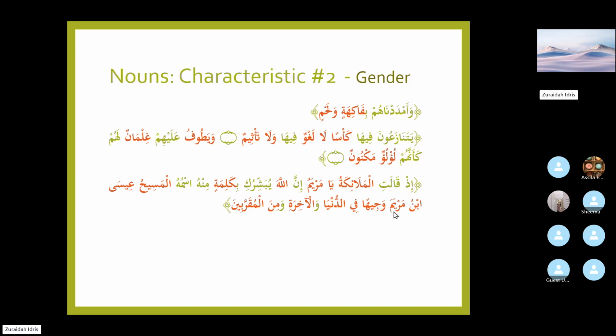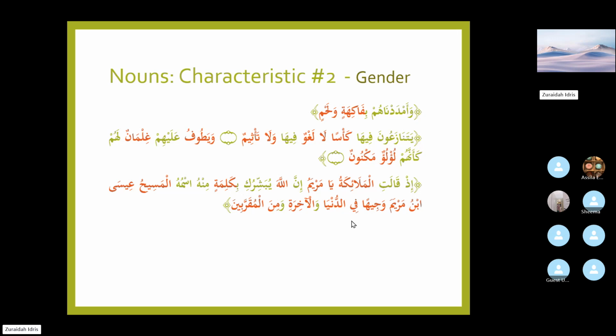But Mariam is an isim and it's a definite isim, ma'rifah. And it's feminine because she's a female. And wajihan. Wajihan is an isim because of the tanwin. Good. And it is indefinite, it's nakirah. And I'm going to say it's male because there's no ta marbuta. Yes, it's masculine.